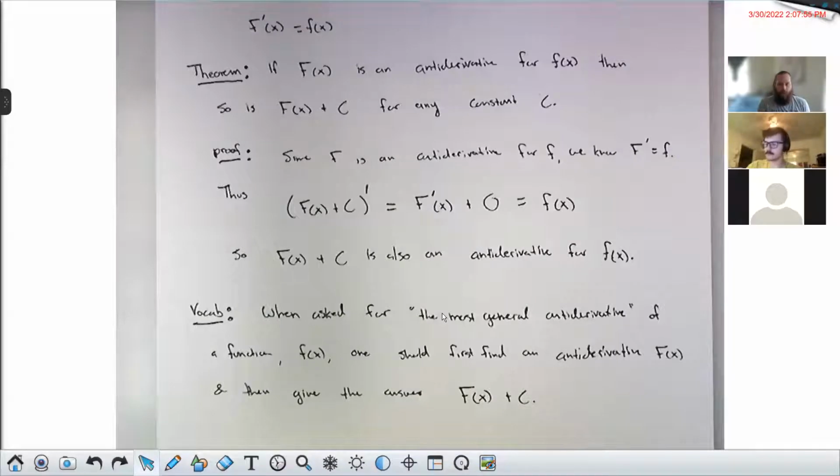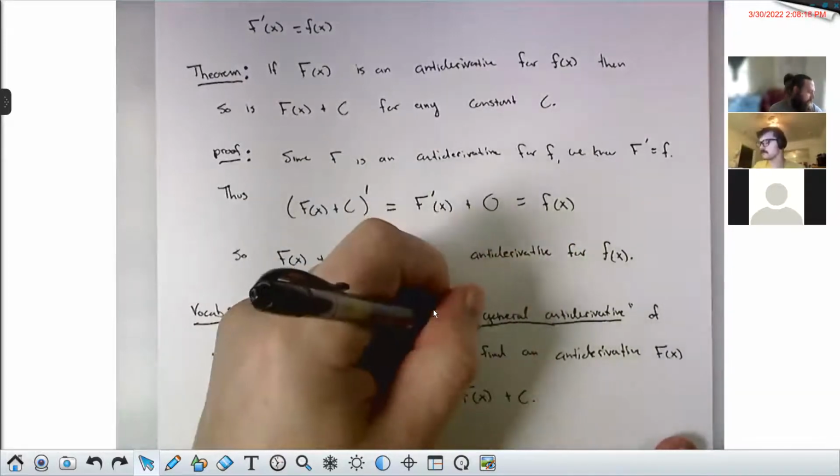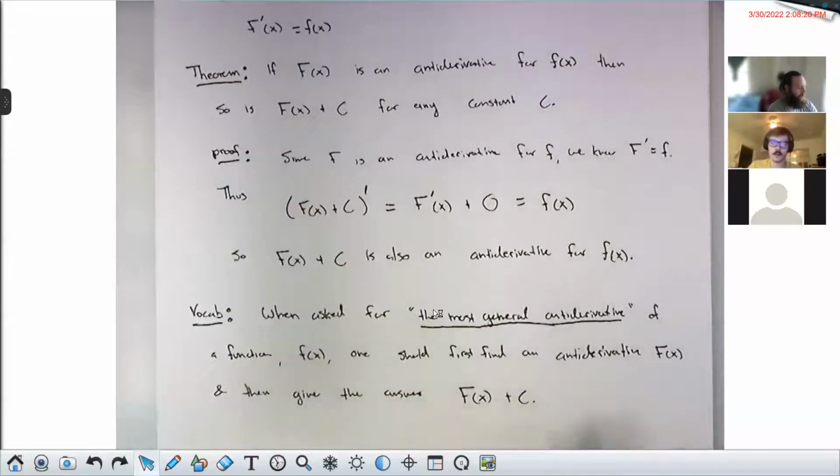But the idea is that every function has not just one antiderivative, but infinitely many. Because you can add some constant to whatever antiderivative you found, and that will be another antiderivative for the same little f. So this language of the most general antiderivative has a specific meaning. It means the basic antiderivative that you find using your anti-differentiation rules, with a plus c written at the end, where c is understood to be what we call an arbitrary constant.